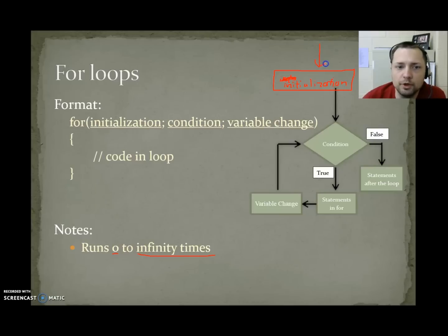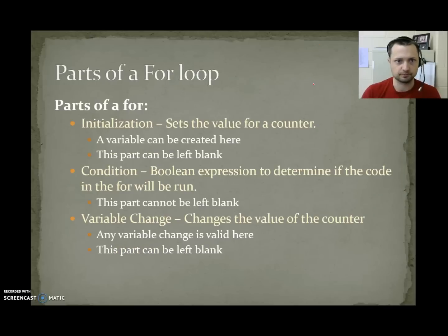So we come in, we do the initialization step, then we check the condition. When the condition is true, we do the statements inside the for, then we change the variable. Then we come back around, check the condition. If it's still true, do the statements in the for, change the variable, check the condition. You'll see an example of how this actually works in a little bit, but make sure you copy down this new flowchart. So make sure it has the initialization step up there. I'm going to go to the next page, which should describe what each one of these three different pieces are, and then we'll see some examples.